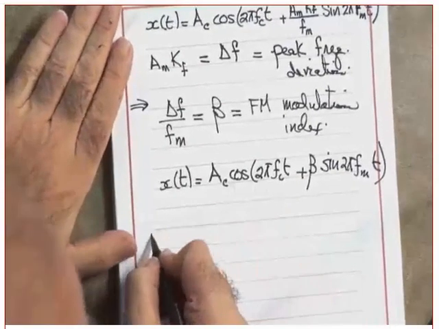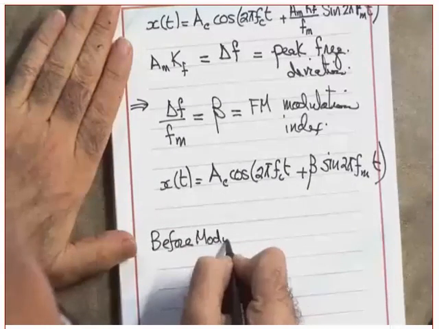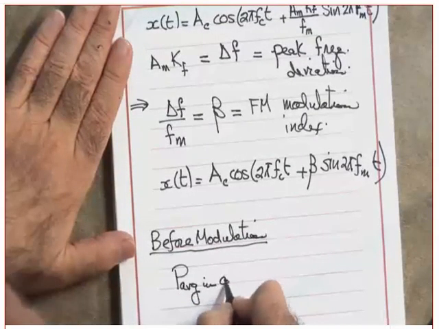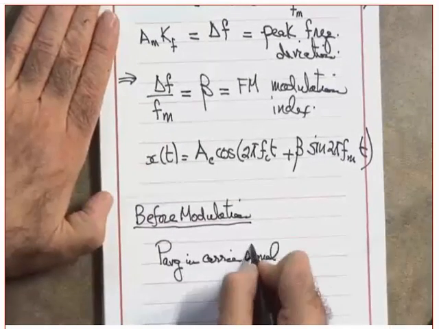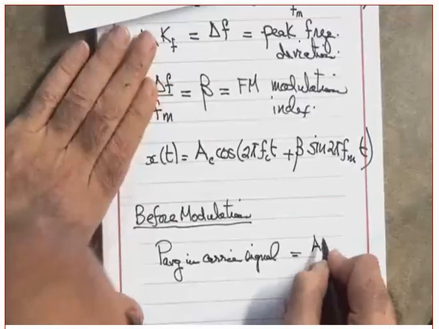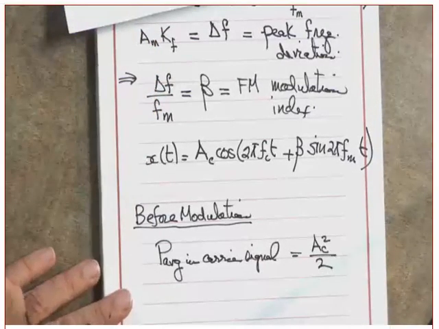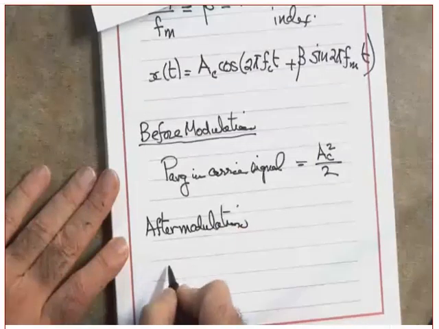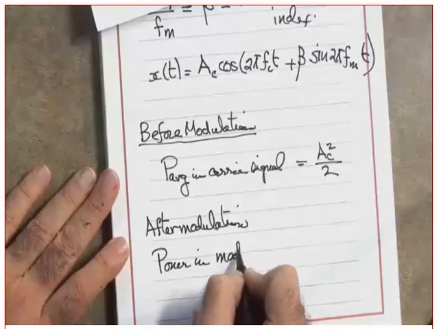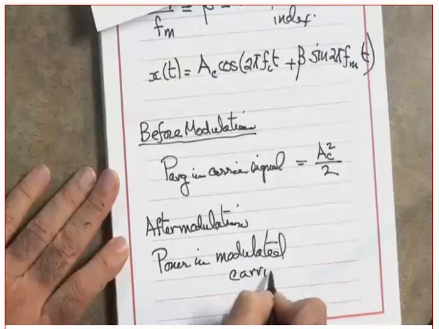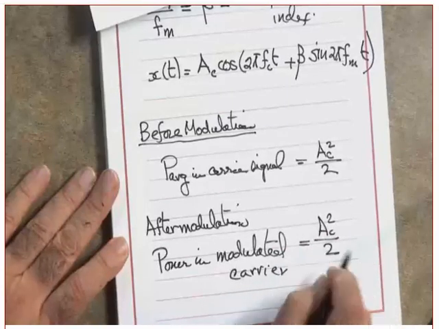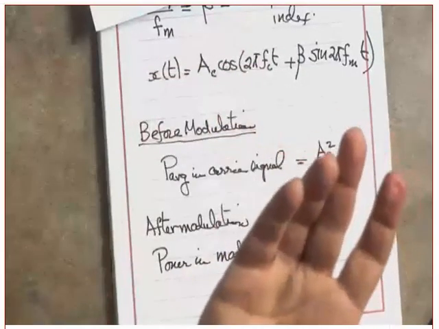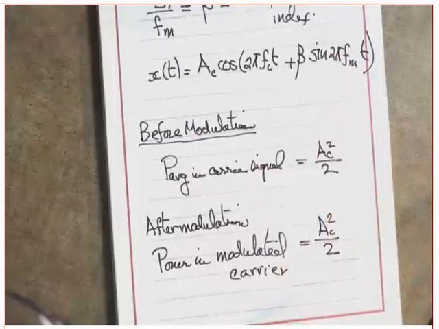Okay, let's see if you can help me here. Before modulation, what was the average power in the carrier signal? Answer me. A C square over what? Over 2. Yes? After modulation, what is the power in the modulated carrier? Still waiting. Agree? What happened? So you are telling me that the information did not need any power? I need an answer before I show it to you.